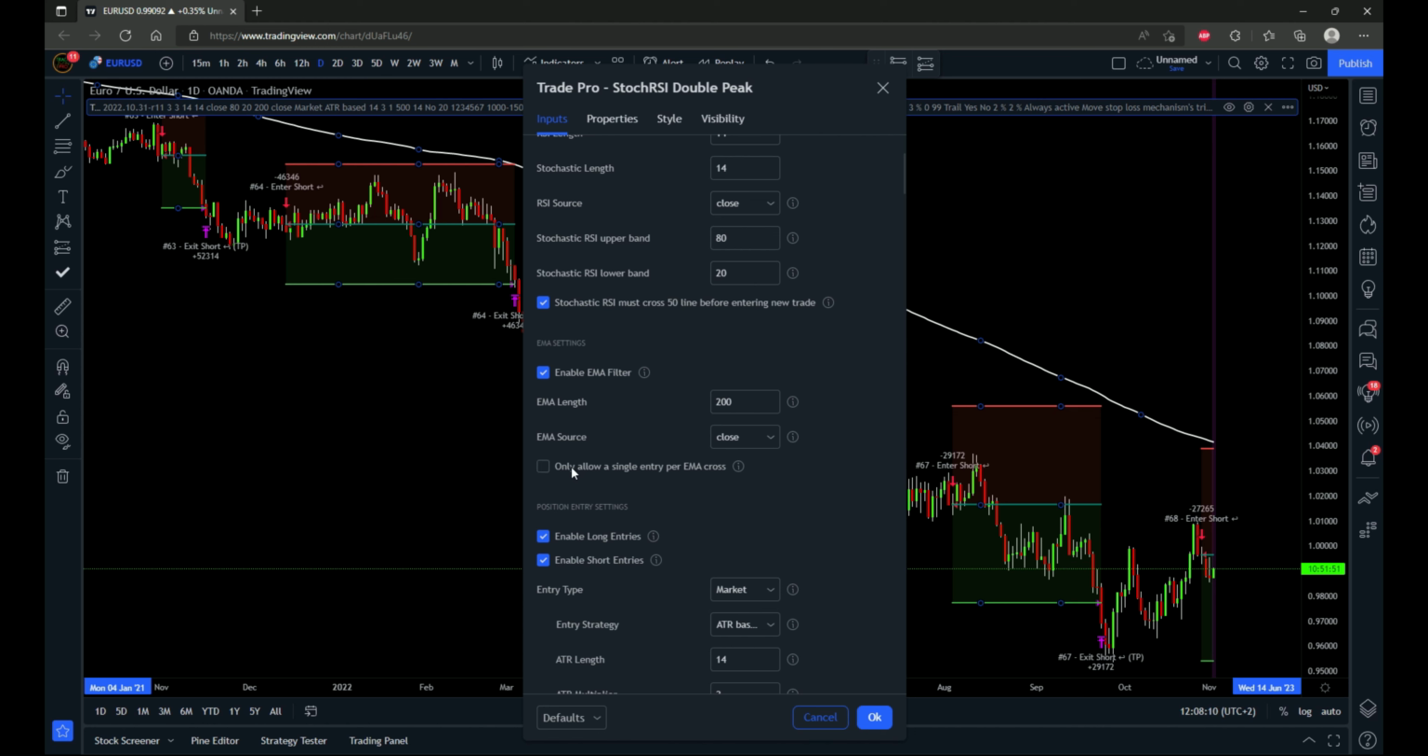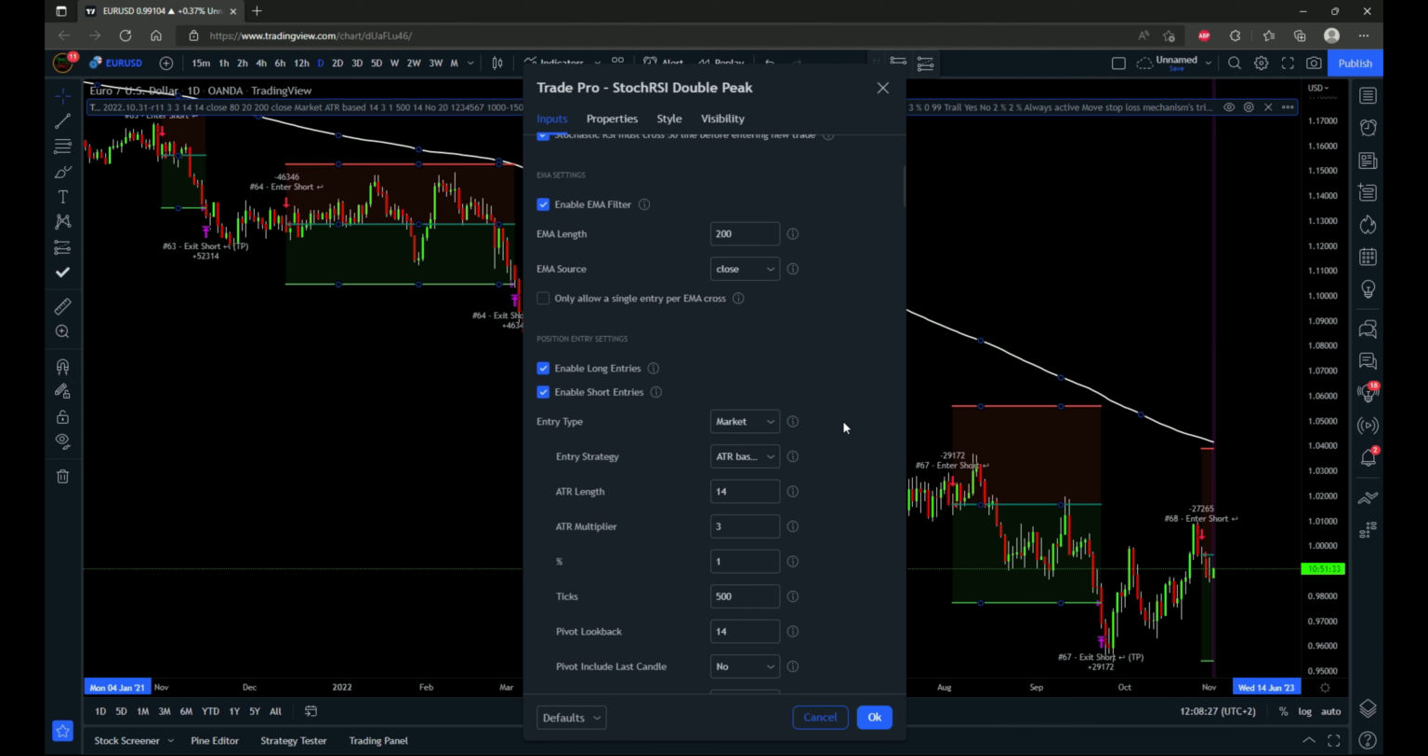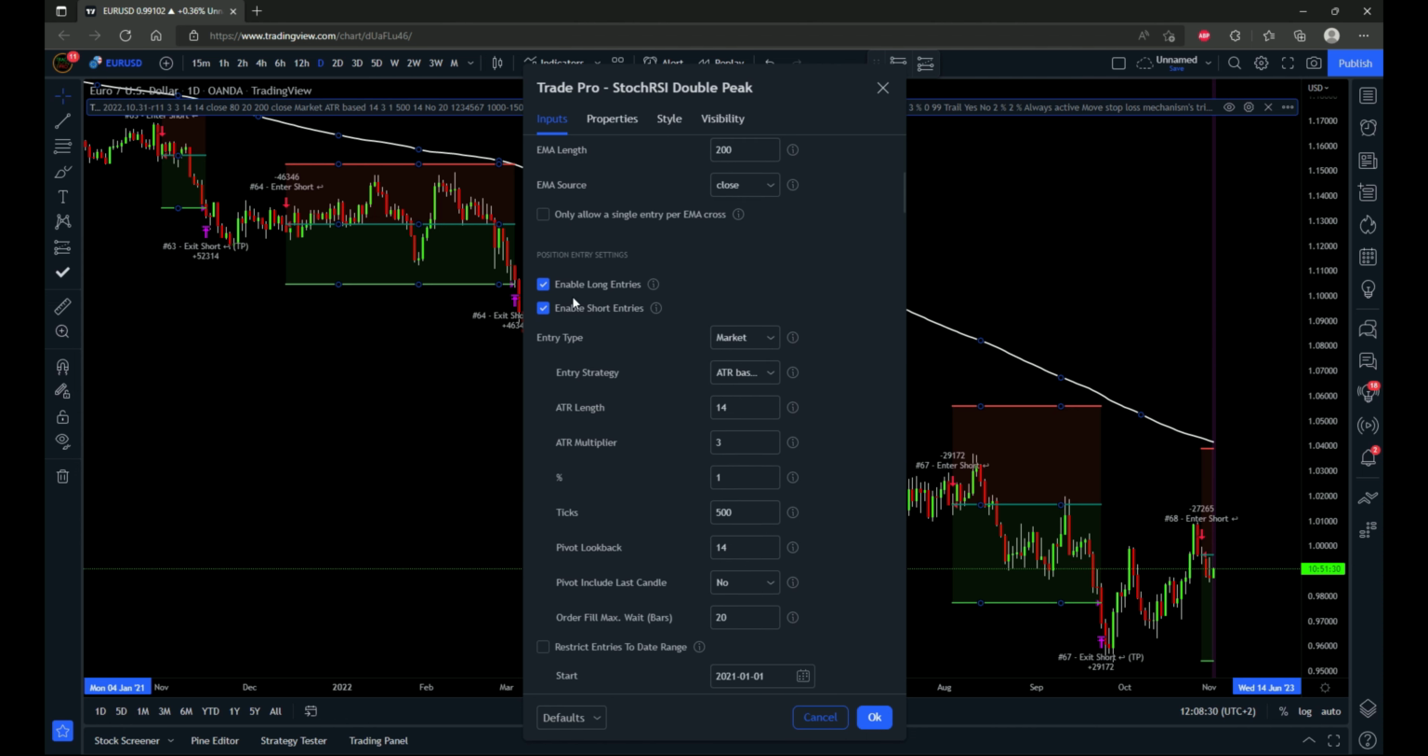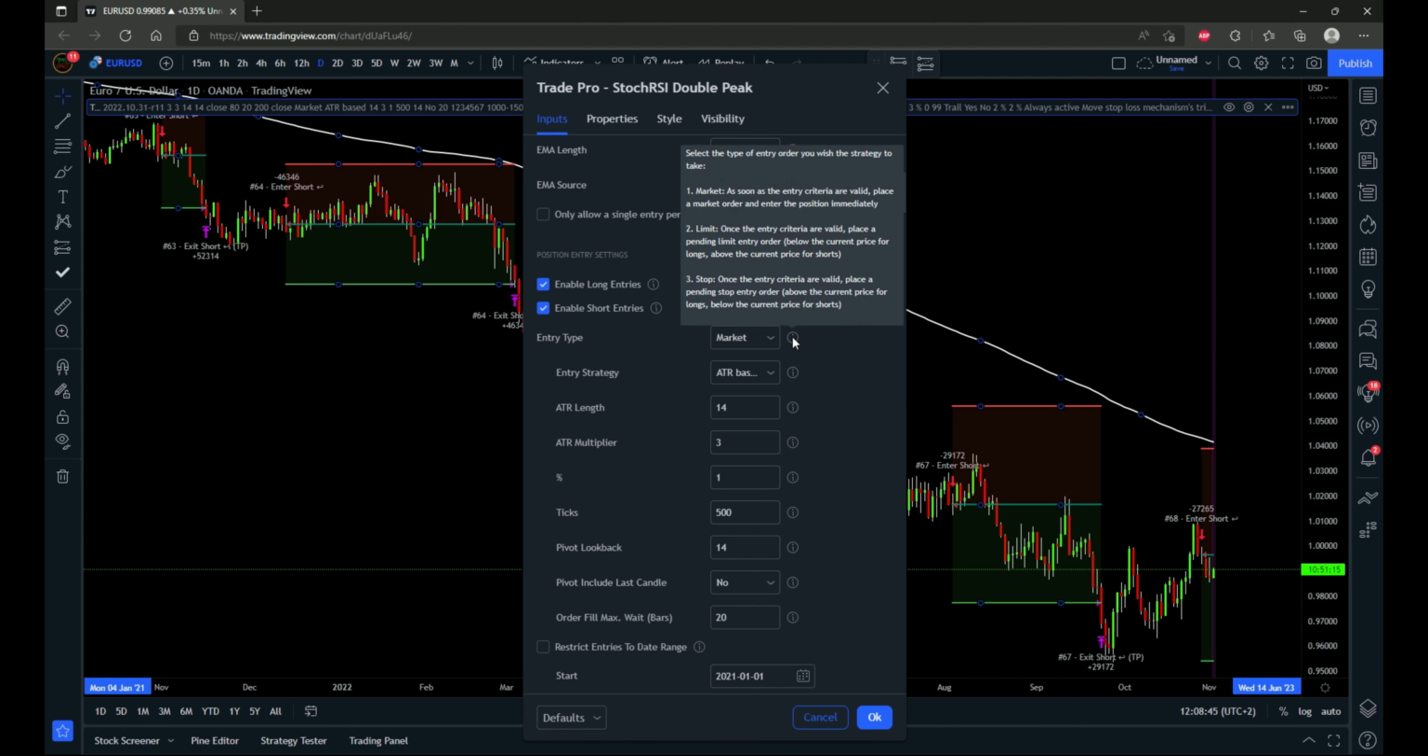And you can also choose to only allow a single entry per EMA cross. So each time price crosses up or down over the EMA, it would only enter into one position, and then it would need to cross back below the EMA and back above it before it enters into another long position, for example. Now we'll go down here where you can choose to only enable long entries or only enable short entries or just have both. We can have different entry types, so limit, market, stop entries, and then the parameters for that can all be chosen down here. And of course, each of these does have an explanation.